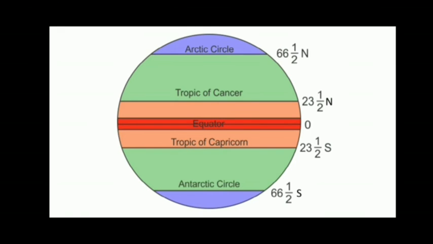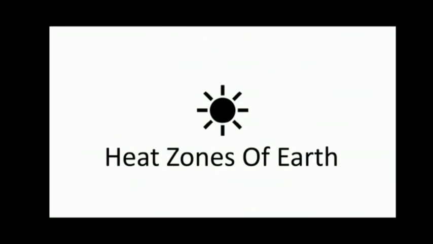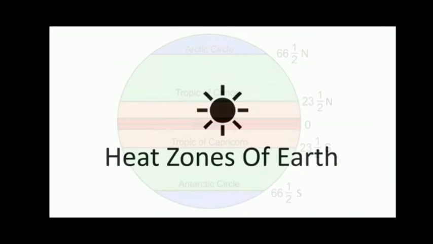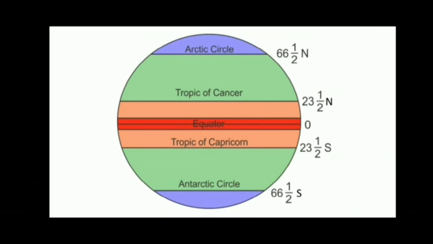Okay, now heat zones of the Earth. The midday sun is exactly overhead at least once a year on all latitudes in between the Tropic of Cancer and Tropic of Capricorn. Thus, these areas receive the maximum heat and are called the torrid zone.